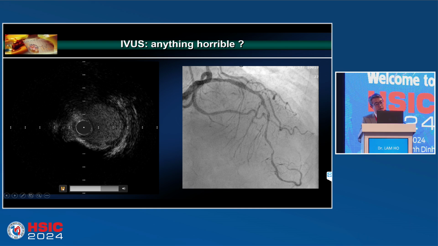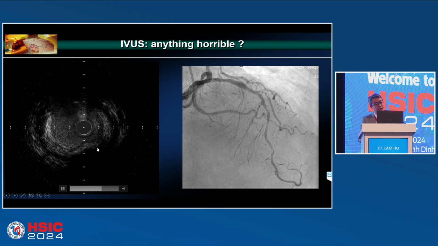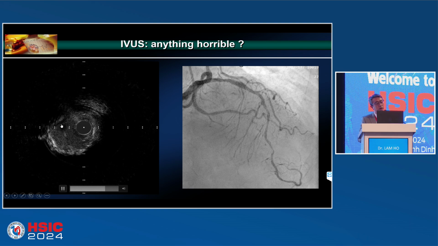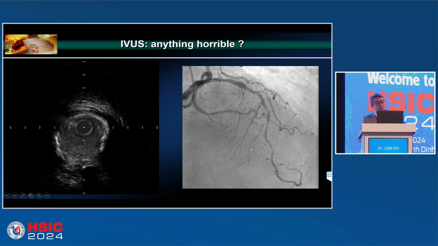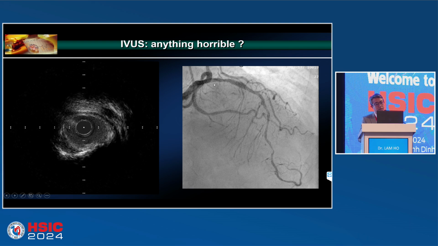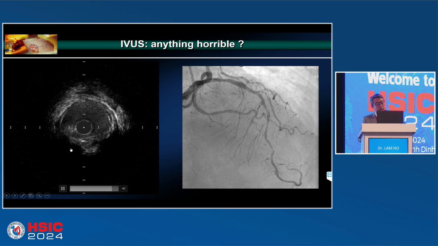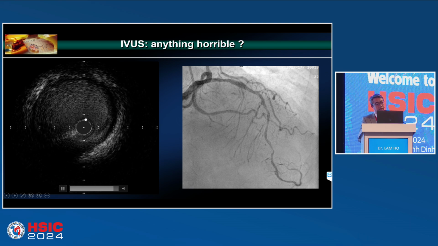So we see it again. Make sure everyone sees it. We can see here is the plaque rupture. So the tightest area may not be the culprit. The culprit is here, the proximal AD. And it's very dark and it's not calcium. So most likely it's lipid, very lipid rich.